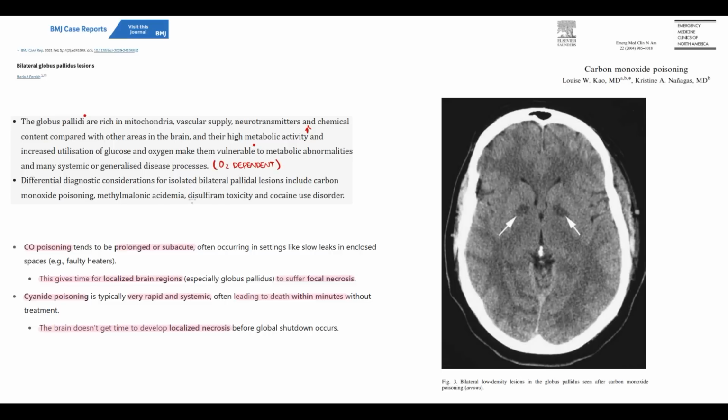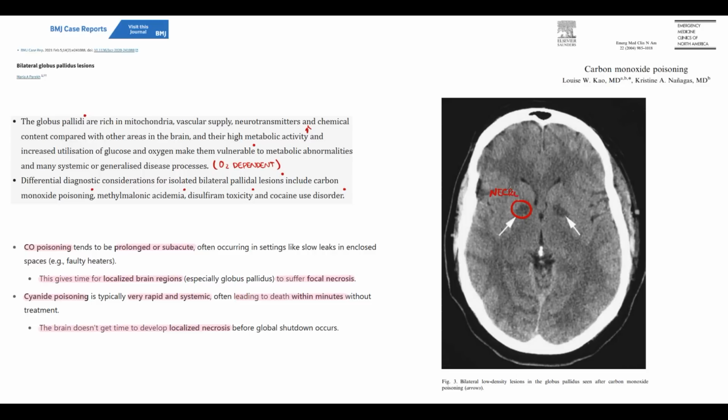Globus pallidi involvement is not a very specific sign, because in addition to carbon monoxide poisoning, it can develop in methylmalonic acidemia. It can be caused by disulfiram toxicity or by cocaine use disorder. Here we can see the symmetric lesions on MRI.